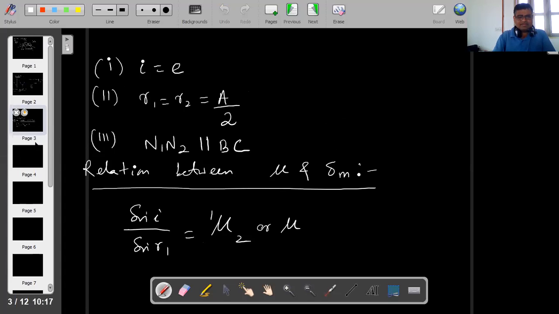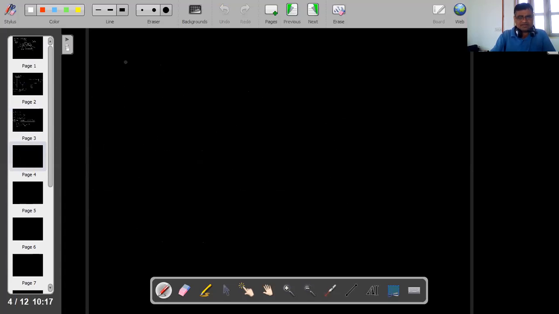Write down. At minimum deviation, I is equal to E, R1 is equal to R2 is equal to A by 2, and the deviation delta is equal to delta M. Therefore, we have the formula.